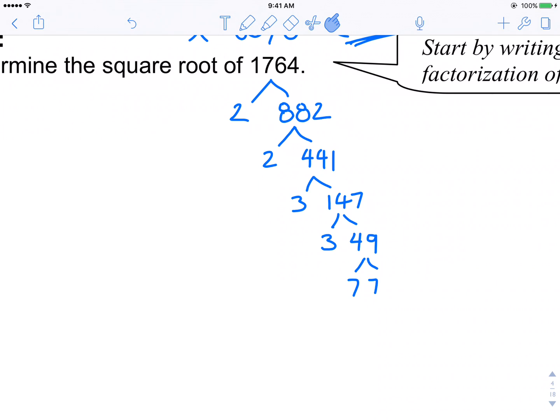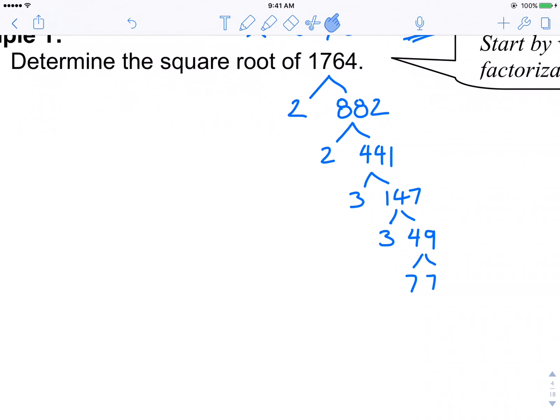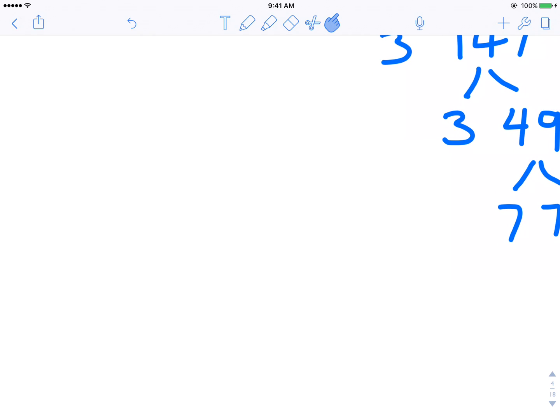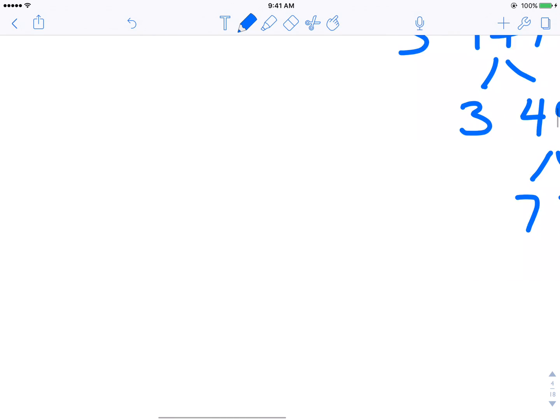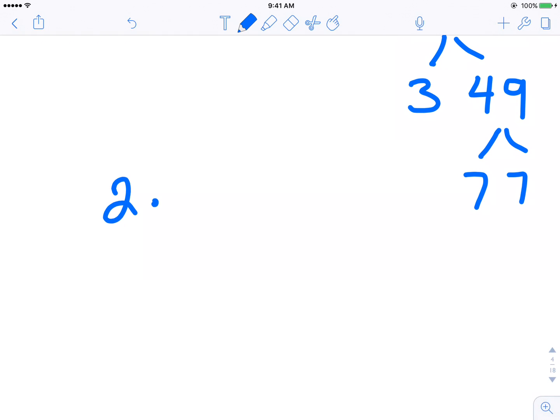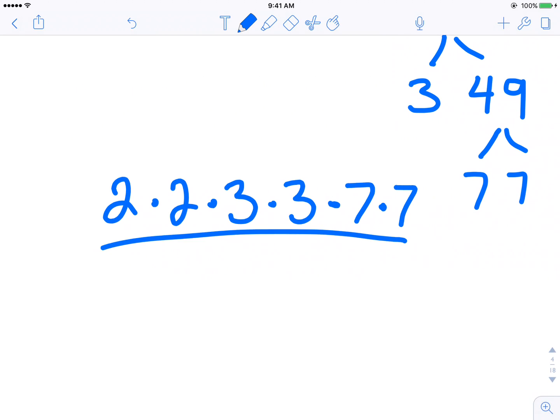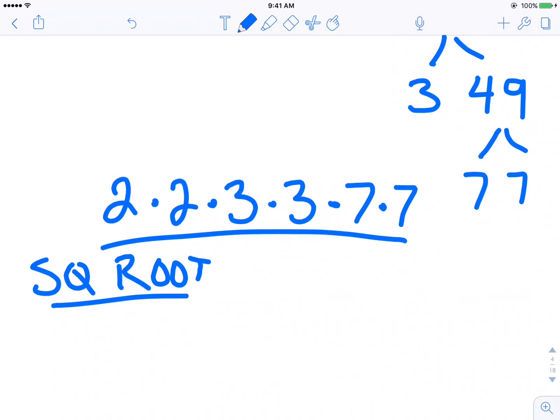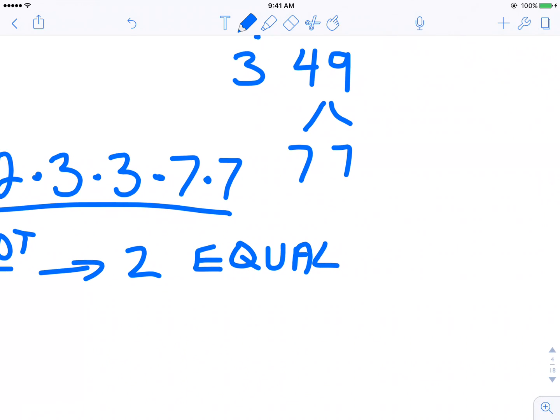So our prime factorization for 1764 is 2 times 2 times 3 times 3 times 7 times 7. There's our prime factorization. Now, if we're trying to find the square root, we want to take that prime factorization and split it up into 2 equal groups.